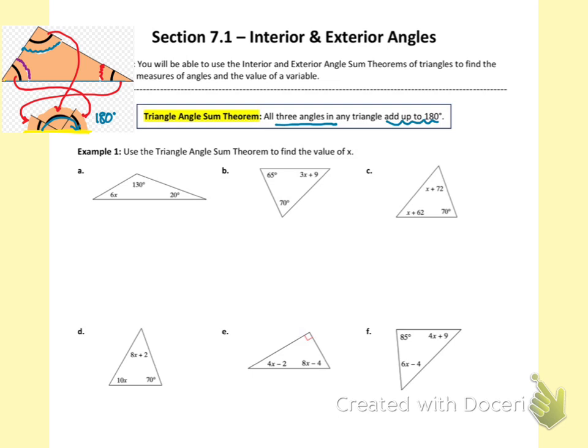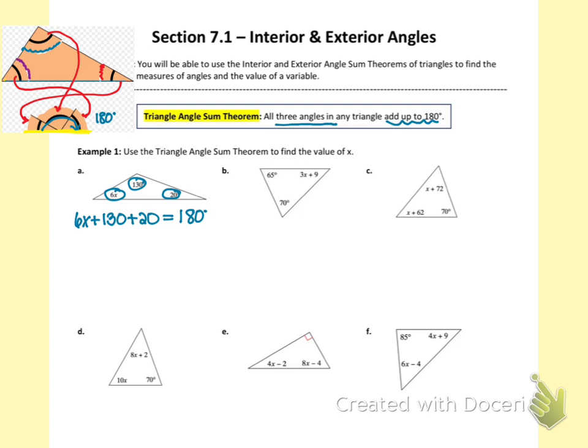Start with some basic ones. So, for instance, in example A, I see that I have 2 angles already given in this triangle. One of them is 130 degrees, one of them is 20 degrees, and then one of them is labeled as 6x. Now, there's 2 ways I could approach this. I could use the triangle sum theorem directly, and say if I take these 3 angles, the 6x and the 130 and the 20, and add them together, they're going to equal 180 degrees. Then I could solve that equation.